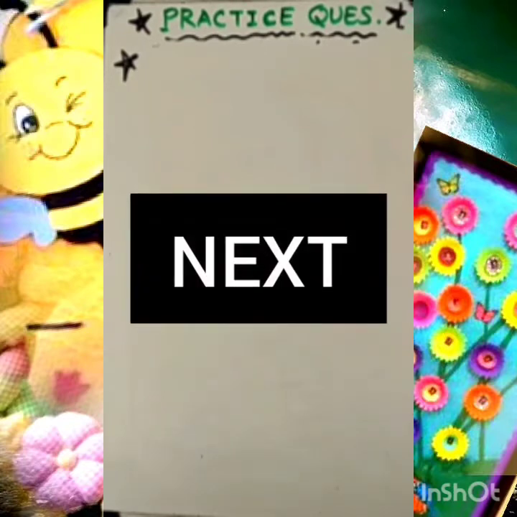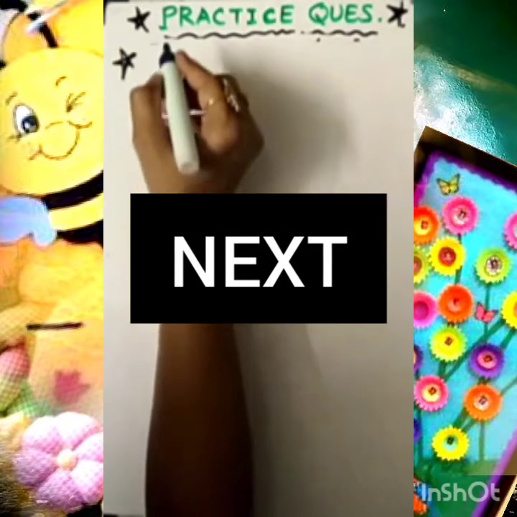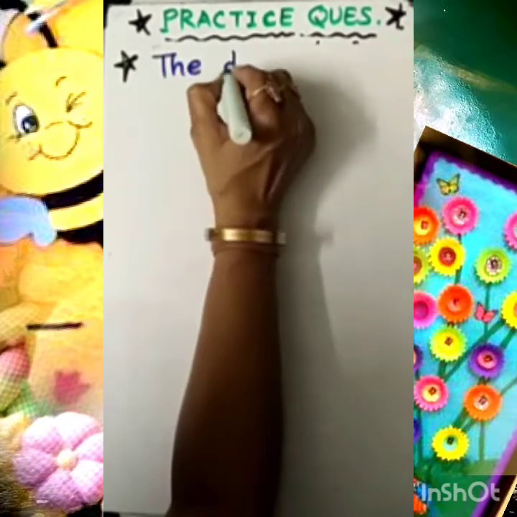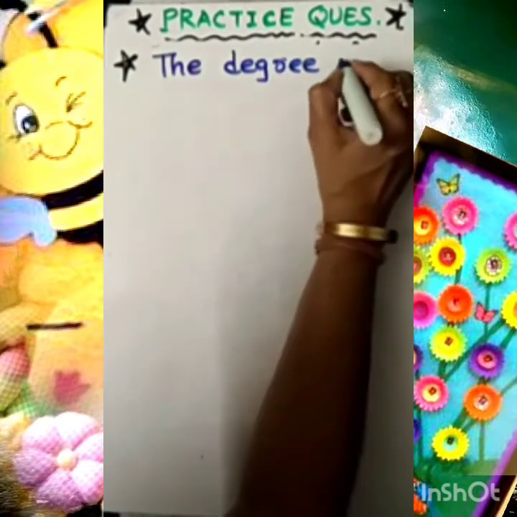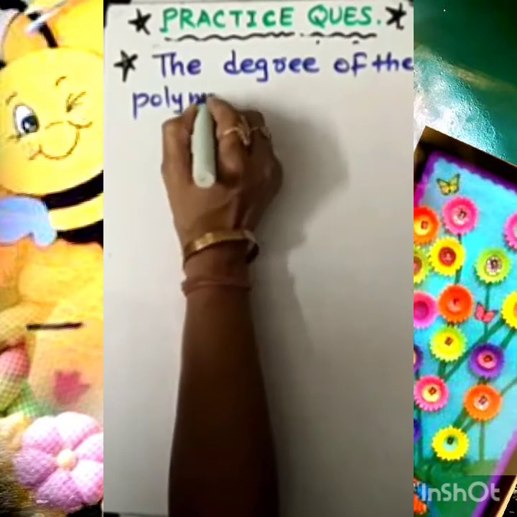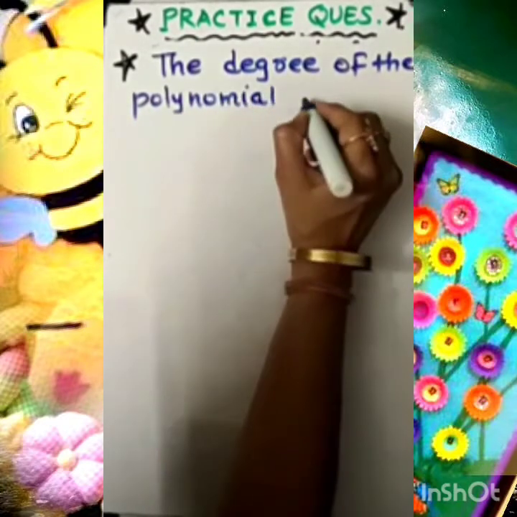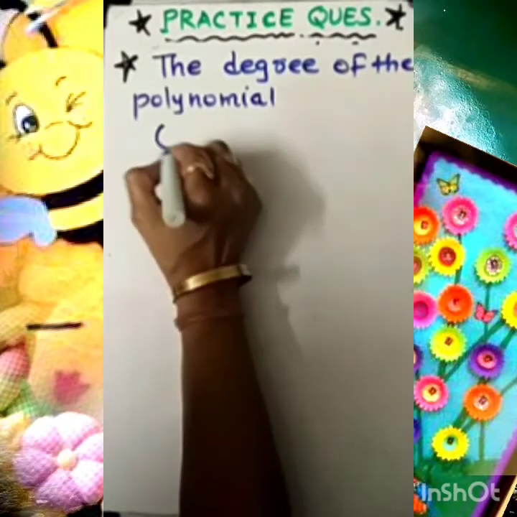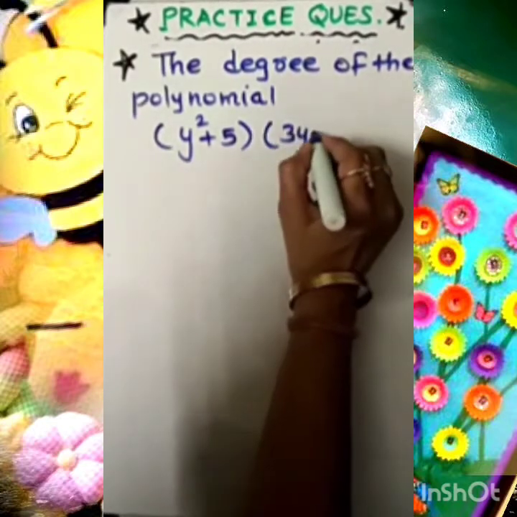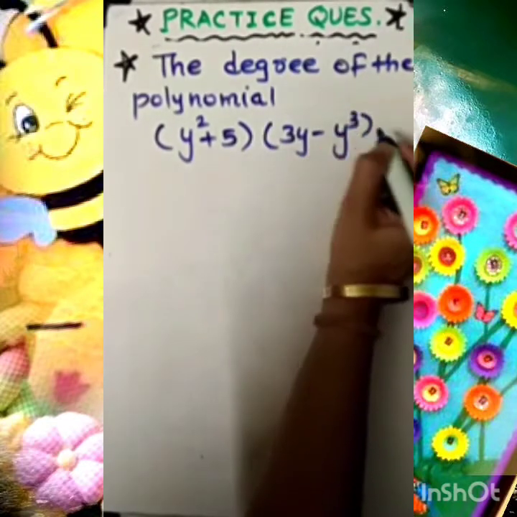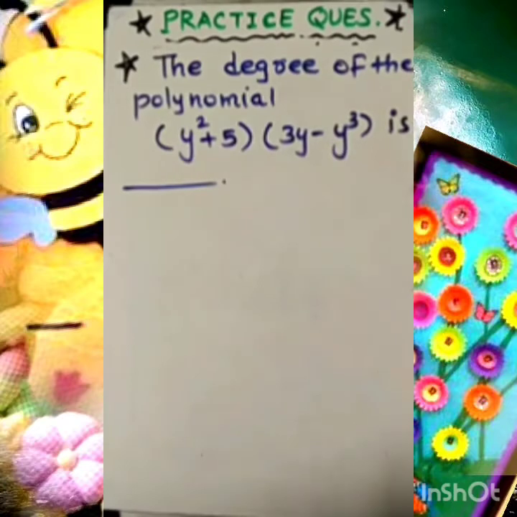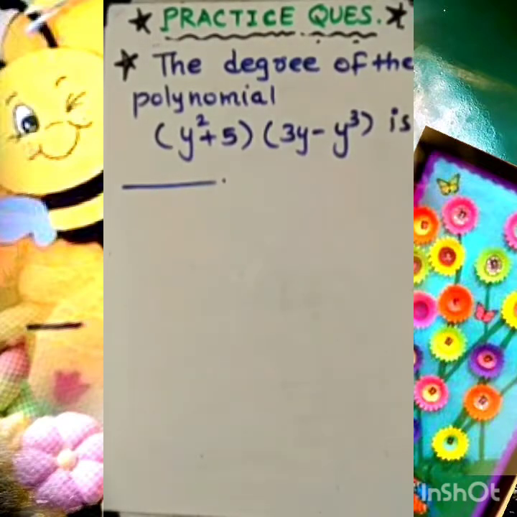So one more question we are taking, that is on the front of your screen. The question is: the degree of the polynomial (y square plus 5) times (y minus y cube) is what? This is the question: the degree of the polynomial.